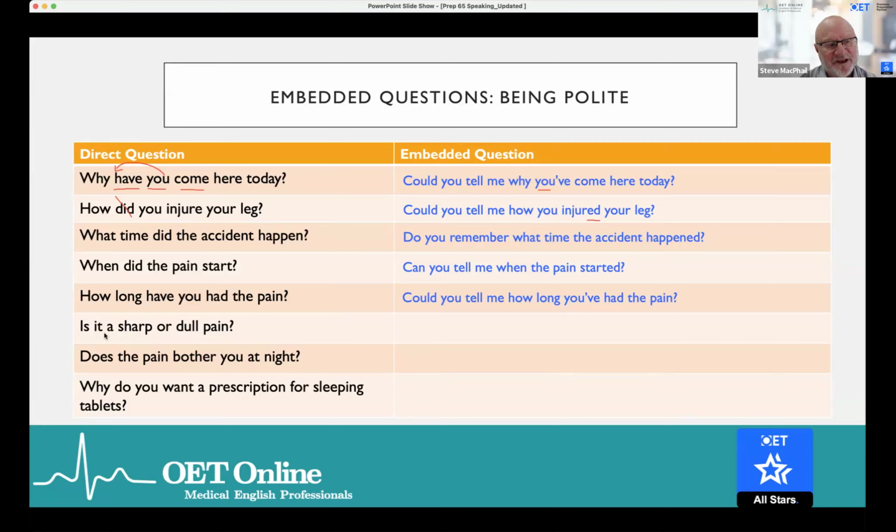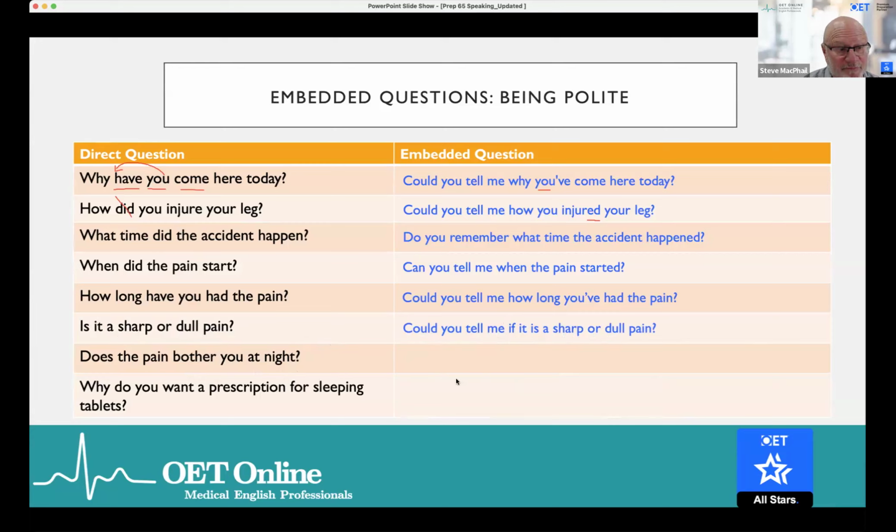Now this next one's different again. Is it a sharp or dull pain? This is a yes/no question. Is it a sharp or dull pain? Could you tell me if, now we incorporate if, could you tell me if it's a sharp or dull pain? All right, so we change the structure. Could you tell me if, and we reverse the order. It comes before is. So we're changing the order.